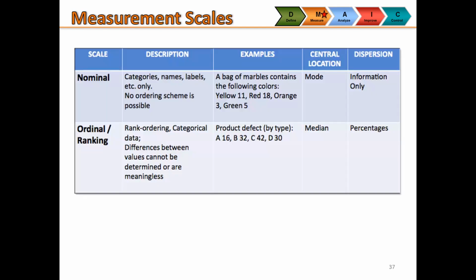There's different types of measurement scales. I'm not going to spend too much time here. One is nominal, and that's descriptions about categories and names and labels only. No ordering scheme is possible. So a bag of marbles has 11 yellow, 18 red, 3 orange, 5 green. The central location, which we're going to get into in our next class, is the mode, which is which one is in the middle of the population. It's for information only. Don't spend too much time thinking about this, because it just bogs my mind. Ordinal ranking is where differences between values cannot be determined or are meaningless. For example, product defect by type.